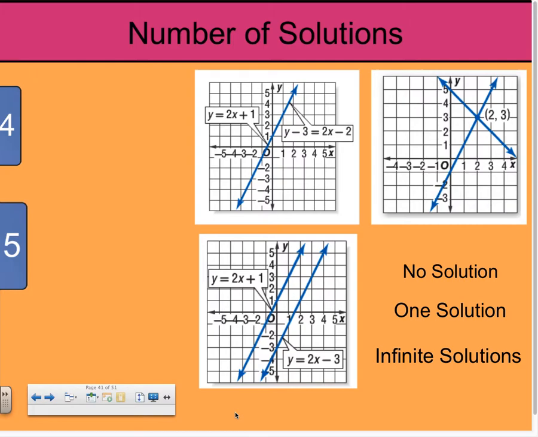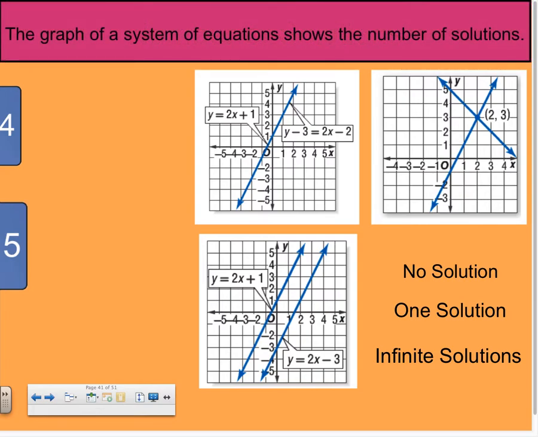Now, one thing we're going to run into, though, is the fact that sometimes you can have different solutions. You can have a different number of solutions, all right? And the graph, as you can see in this line up here, the graph of a system of equations shows us the number of solutions, okay? So basically, here are your options. You can have no solution, you can have one solution, or you can have an infinite number of solutions.